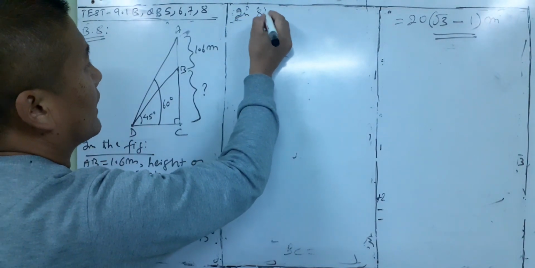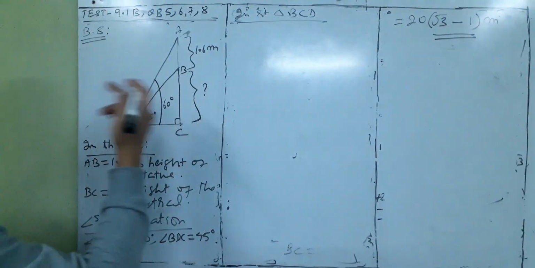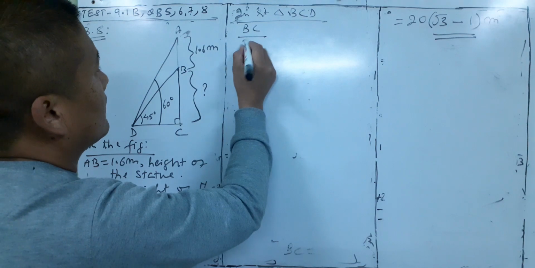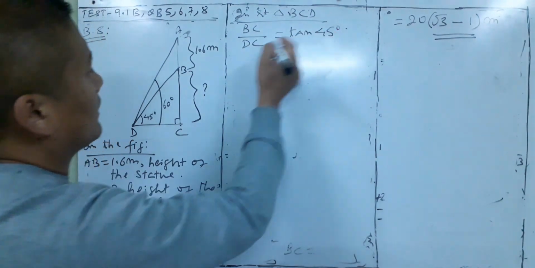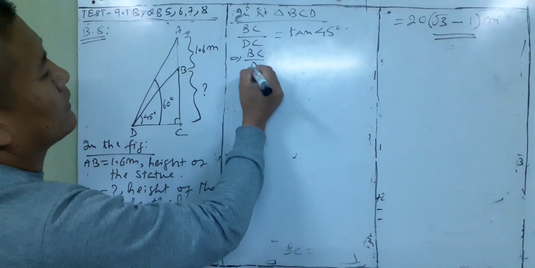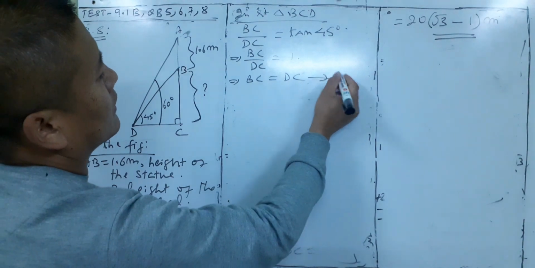So just take the right triangle BCD, that means the right triangle containing 45. Just write BC by DC is equal to opposite by adjacent, so tan 45 degree. Then here, BC by DC is equal to 1. So BC will be equal to DC. Keep this one as equation 1.